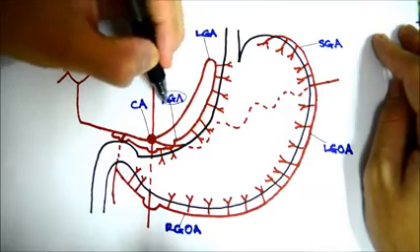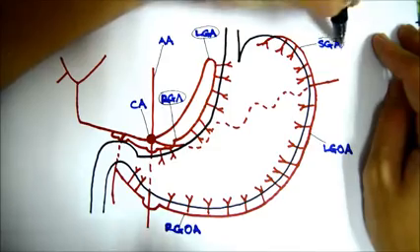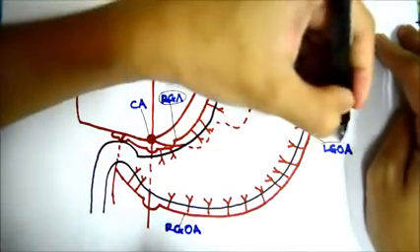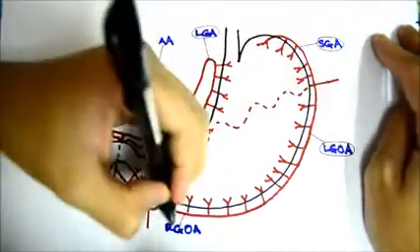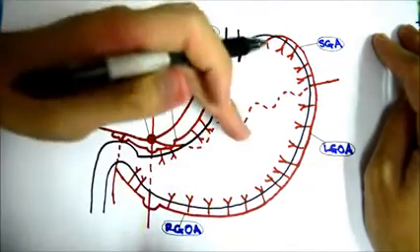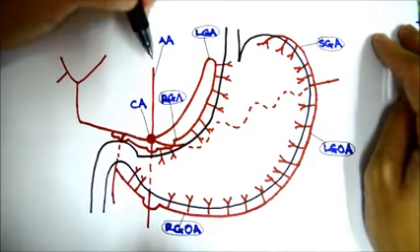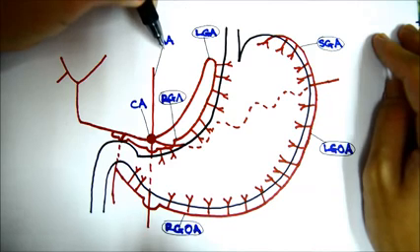First one, second one, third one, fourth one, fifth one. As you can see here, all of the arteries originate from the celiac artery, which is the anterior branch of the abdominal aorta, starting from the level T12.